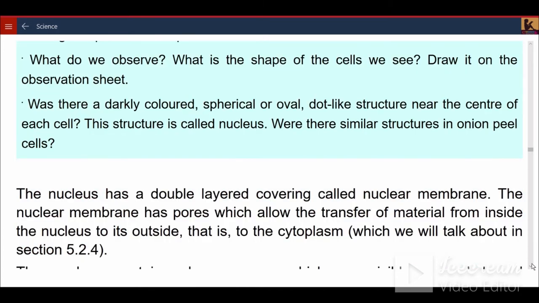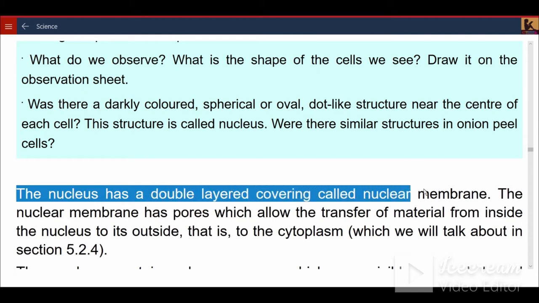So let's see what the nucleus is about. The nucleus has a double layered covering called the nuclear membrane. The nuclear membrane has pores which allow the transfer of material from inside the nucleus to its outside, that is, to the cytoplasm.